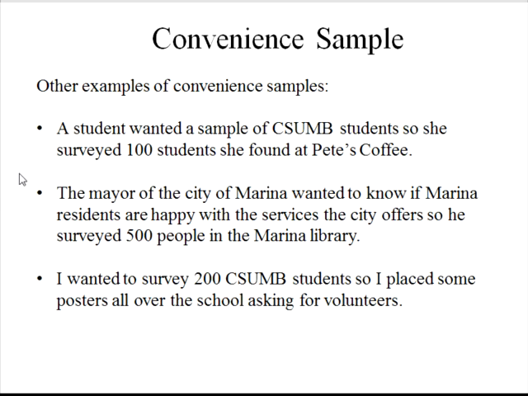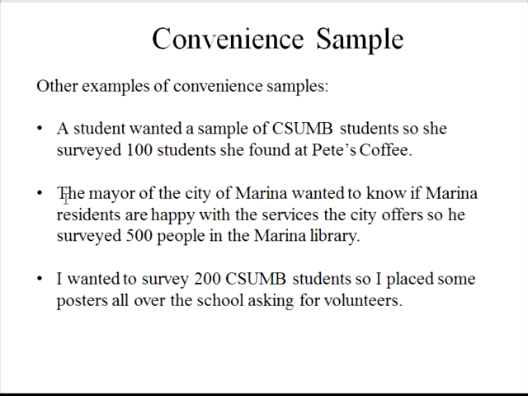Let me give you another example here. The mayor of the city of Marina wanted to know if Marina residents are happy with the services the city offers. So he surveyed 500 people in the Marina Library. Right, so he surveyed the first 500 people that went to the Marina Library. Now, this is a convenience sample, right? He surveyed just the people in the Marina Library because, you know, they were there. And the Marina Library is a city service, so people at the library work for him, so they couldn't say no. Now, is this a representative sample?